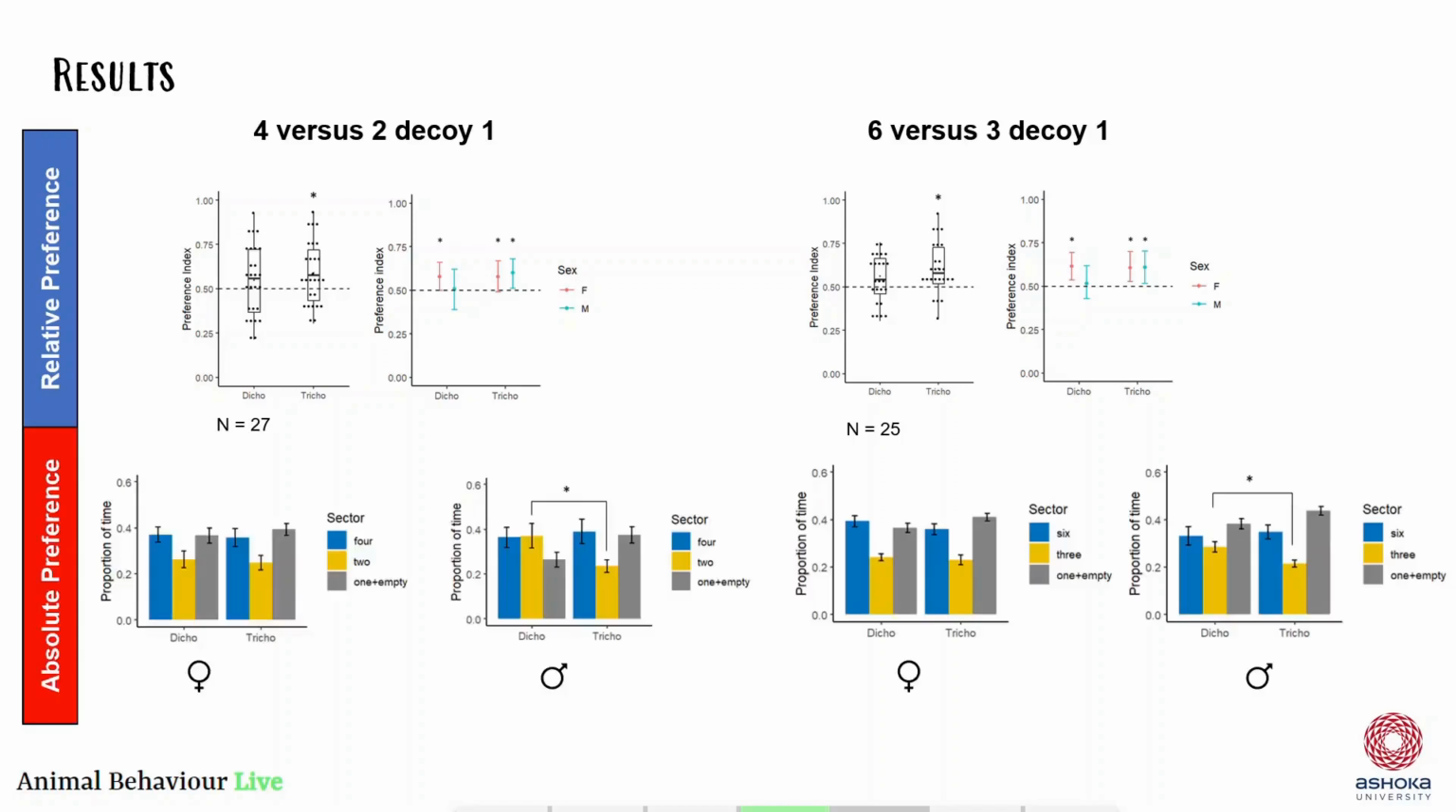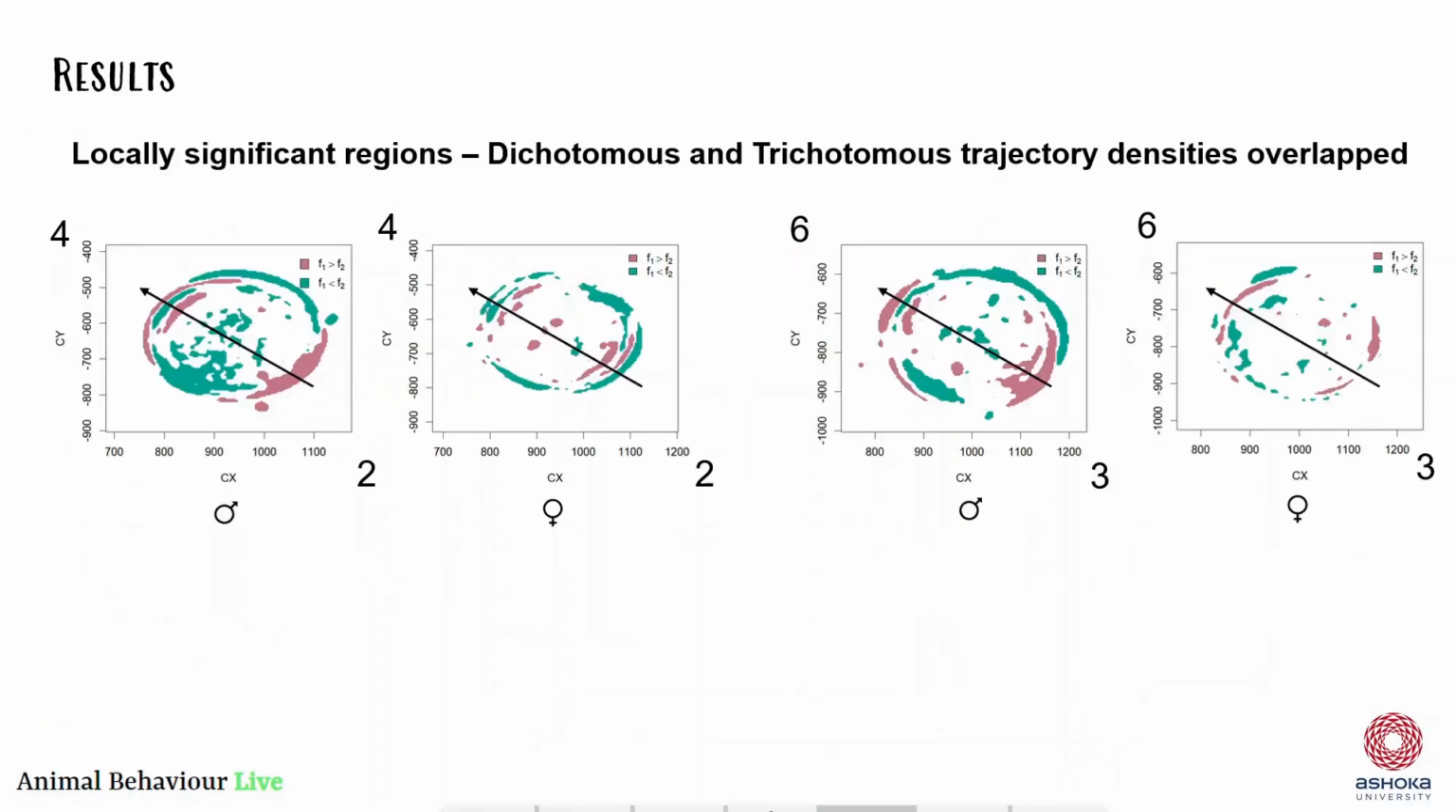While in the absolute share of time in each sector, we found asymmetric portioning out of time only in the smaller shoal in the case of males, while females symmetrically portioned out time for the third option, thus leading to no change in the relative preference for the larger shoal. We also found this shift in preference in trajectory density. Red and green regions here are significantly different regions between dichotomous and trichotomous trajectory density, showing significant suppression of densities facing the smaller shoal in the case of trichotomous trials, only among the male subpopulation.